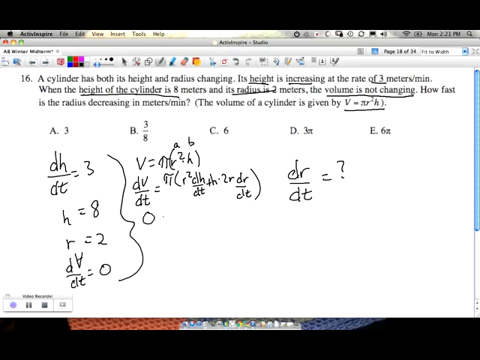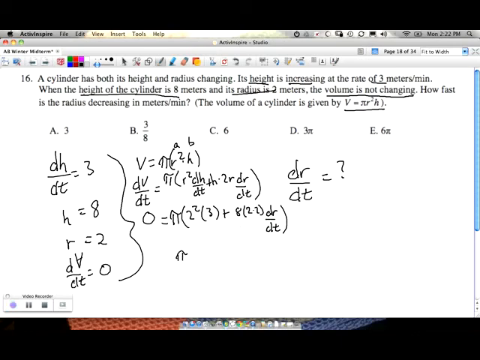Okay, let's plug in what we know and then start doing some algebra. We know that dV/dt is 0, and then we have pi. r is 2, so it's going to be 2 squared. dh/dt is 3. h is 8. 2r is going to be 2 times 2. And then we've got the dr/dt.